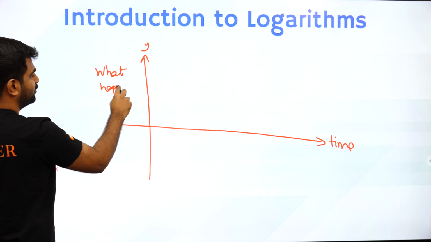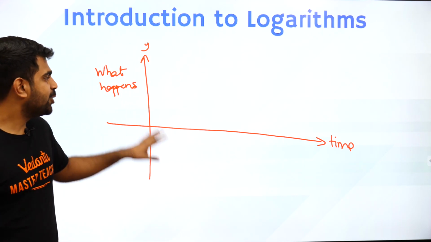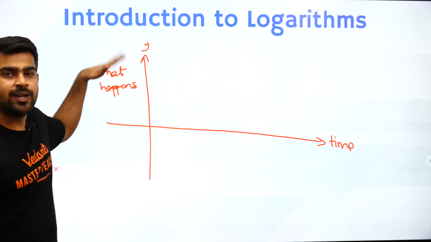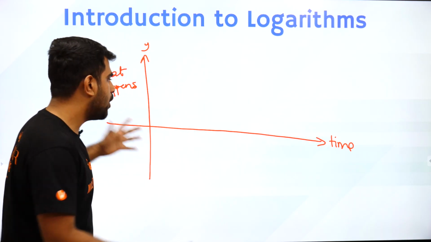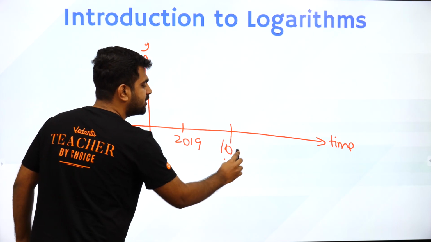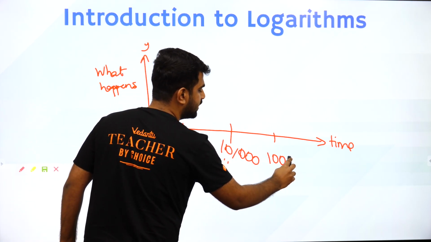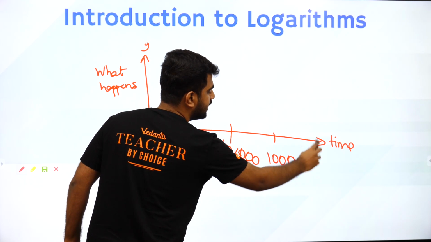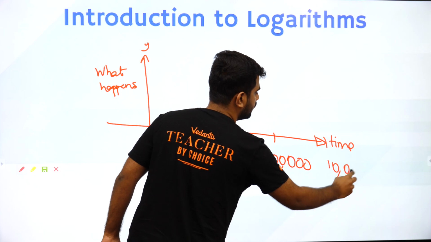Okay. Let's say global warming, it's a famous topic, right? So let's focus on that. So you have the time axis and you have the y-axis which says what happens to my earth over time. So now where are we? We are in 2019. So I want to study what happens at 10,000 and I want to study what happens at 100,000, and let's say you want to study what happens at 1 million also, or 10 million.